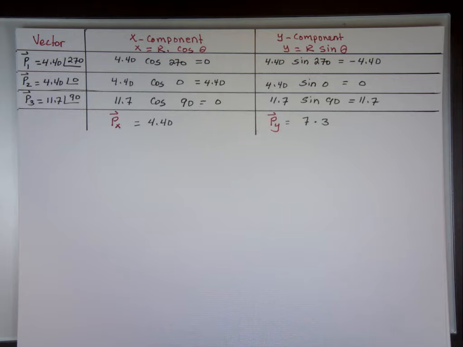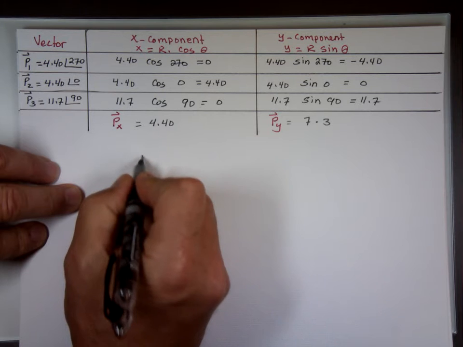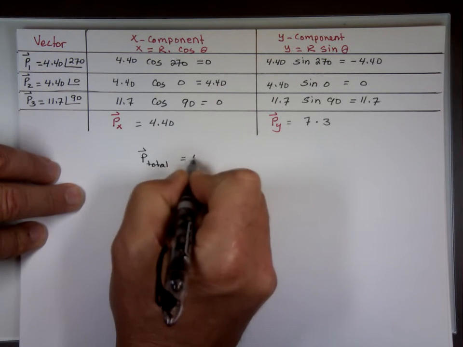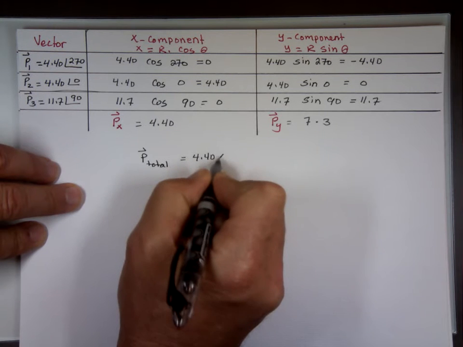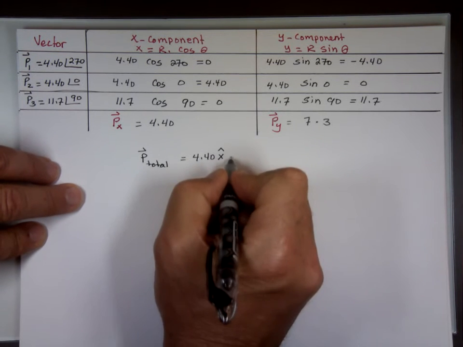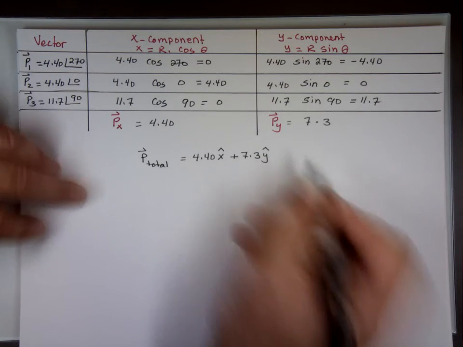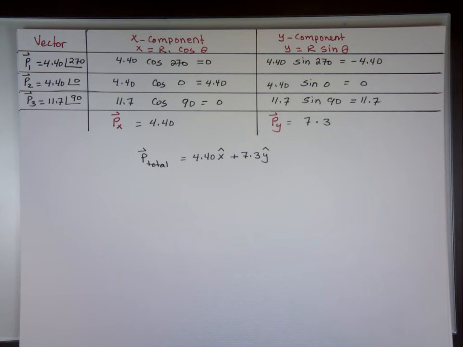If you want to write it in rectangular mode, you can say the total is equal to 4.40 in the x direction. Remember that notation? Plus 7.3 in the y direction. That's what the result is. It has an x and a y component. Since they're both positive, which quadrant? Are we in quadrant 1? Yeah. We're in quadrant 1.